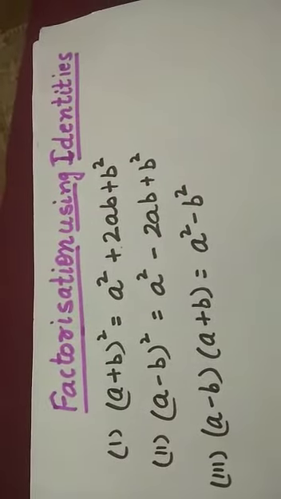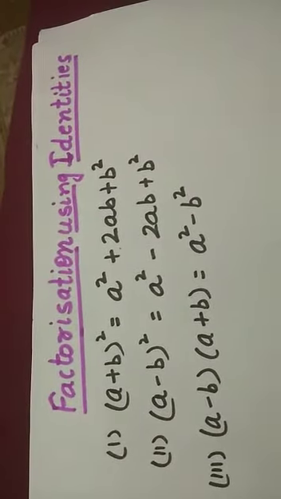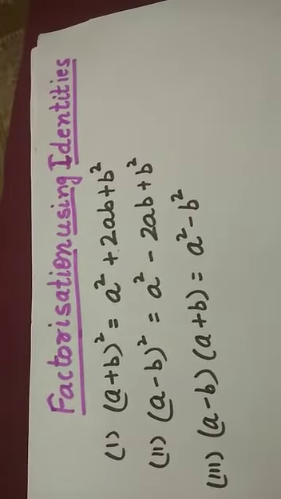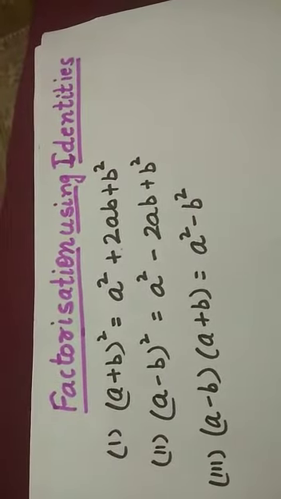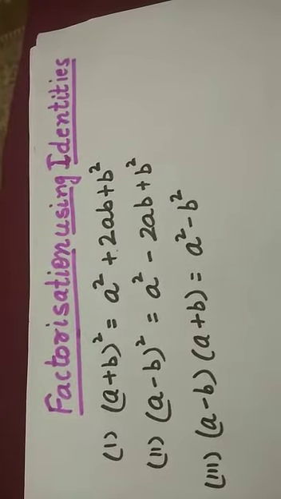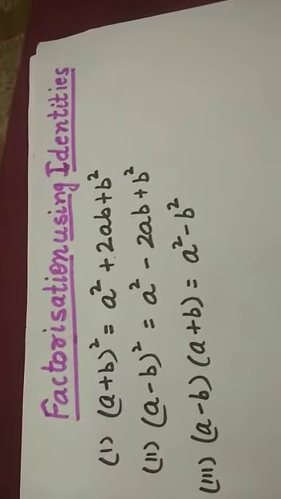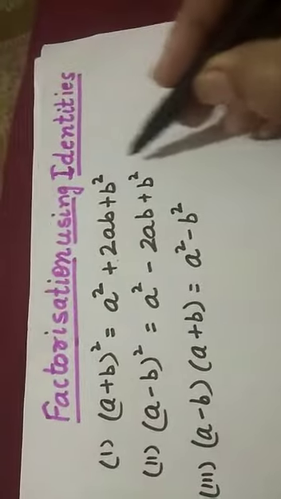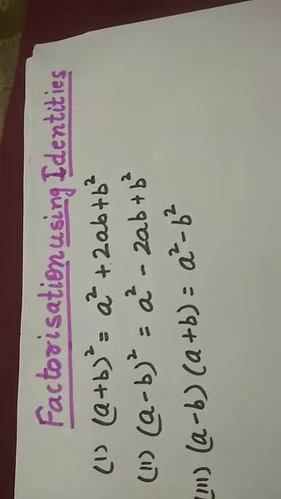Children, till now you have done the factorization by taking common. Today our next topic is factorization using identities. By using these three identities, we'll factorize.